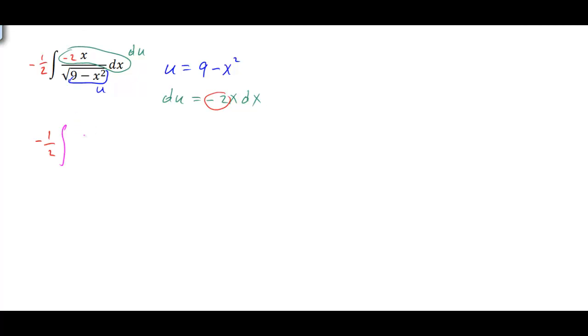multiplied by the integral of du over the square root of u. So notice here, this is not du over u. For our integral, we're looking for du over u if this is going to be equal to our natural log. So here we have du over the square root of u. Well, this actually turns out to be one of the problems we've done in the past.